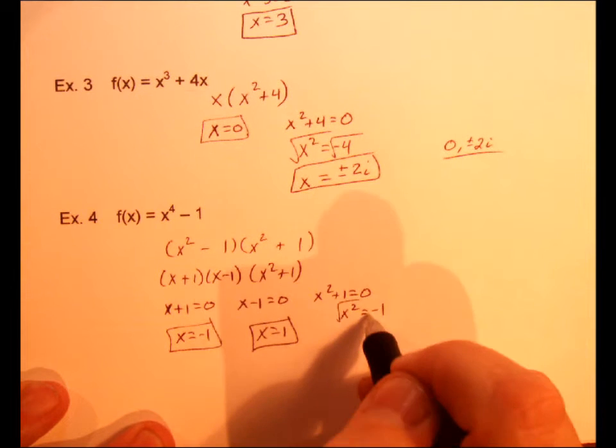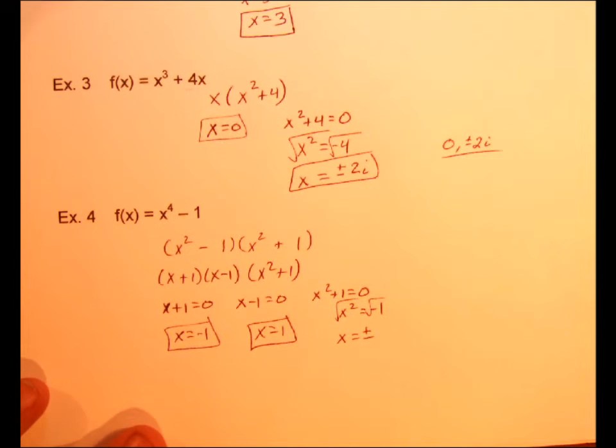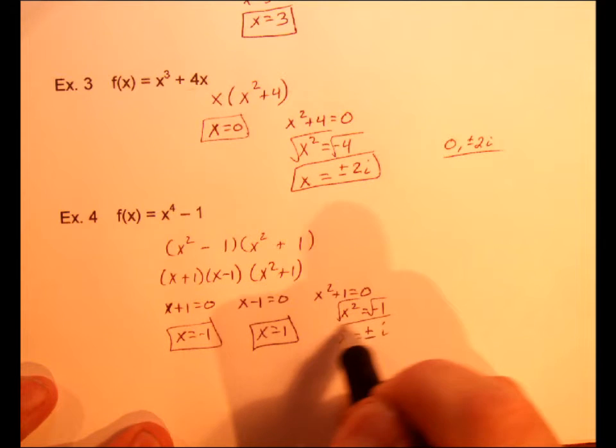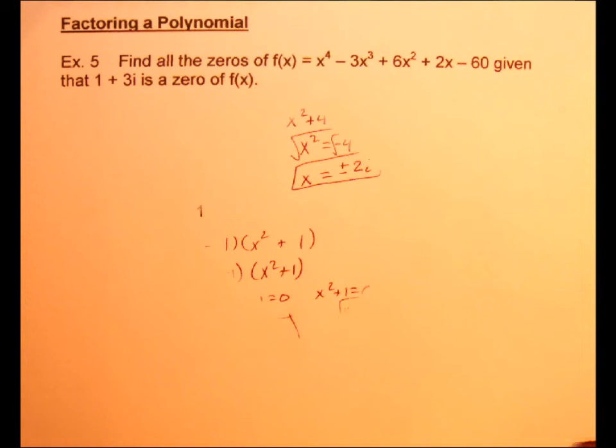So take the square root of both sides, and do not forget what most people forget, the plus or minus out in front. The square root of negative 1 is just i. So you have plus or minus i. Okay. So now let's go on to the next page.